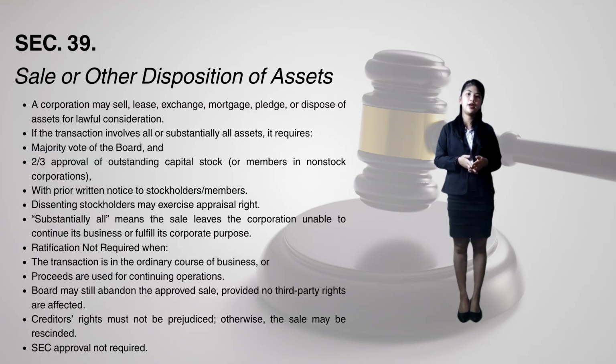Ratification is not required if the disposition is in the regular course of business or proceeds are used for ongoing operations. Even after approval, the board may abandon the sale, provided third parties' rights are protected. Creditors' interests must not be prejudiced, as they may resist a transfer if liabilities are not assumed. A non-stock corporation without voting members may act through a majority of trustees. SEC approval is not needed for this transaction.